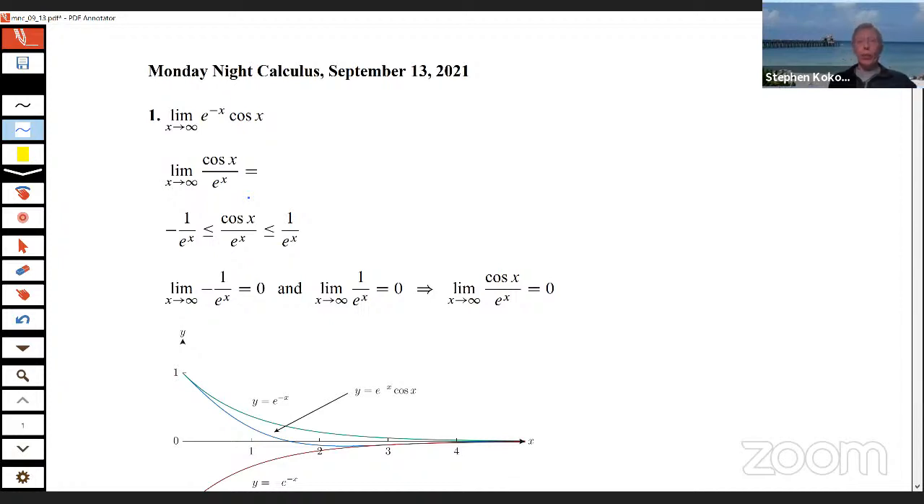The first one actually was a two-parter. It started out with the limit as x goes to infinity of this product, e to the minus x times the cosine of x. And there was a question about, well, how do I solve this one?